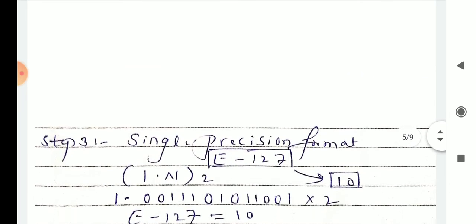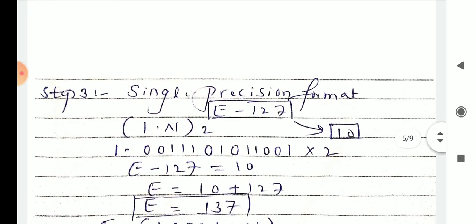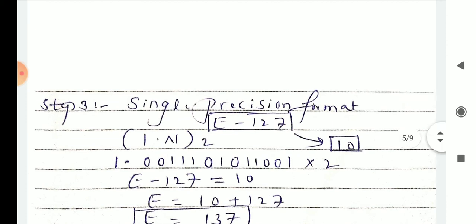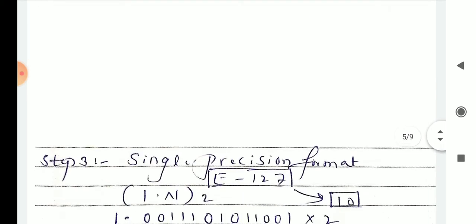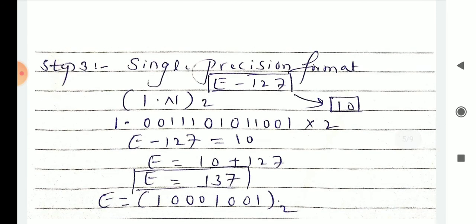In single precision format, you can take 1 dot n times 2 raised to e minus 127. Then write the 1 dot, write the normalized number. You know what the normalized number is? This one. You can write this one, then you can write the 2 raised to 10. So you can compare this. E minus 127 is equal to 10.